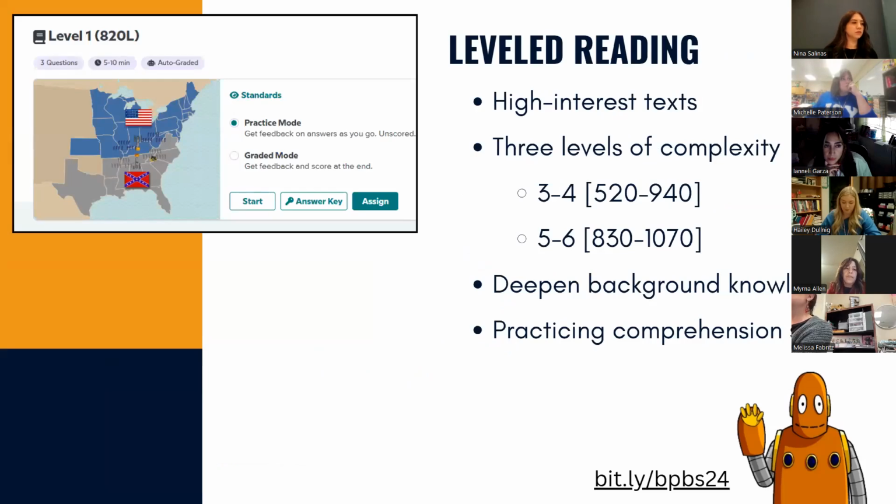Now they also have incorporated leveled readers for each one of these newly enhanced movies. Notice here, this leveled reader has 3 questions. It tells you how long it's going to be. And they have 3 different Lexile levels. I didn't include the third one because that's for 7th grade and beyond. But Lexile 1 aligns with 3rd through 4th grade, and then you have Lexile 2, which is 5th through 6th. And these are great. They're all nonfiction passages that align to the topic, and you can assign them in practice or graded mode.